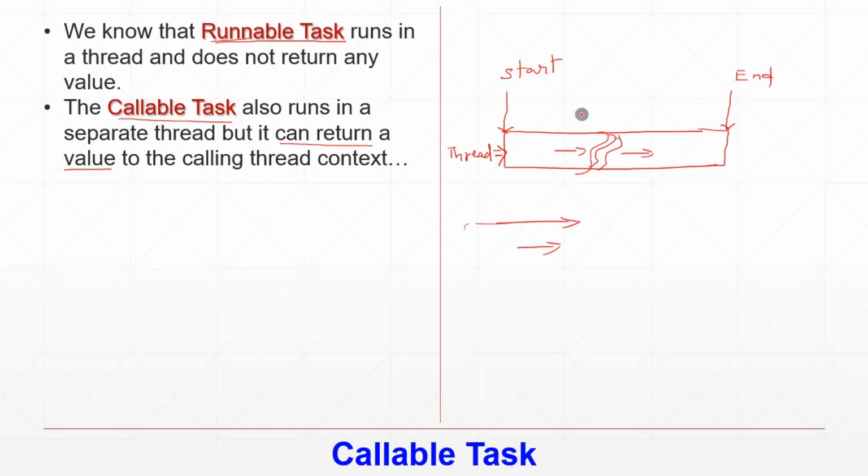In runnable task, we will use the run method. Here it will be the call method override. And towards the end, the method will return a value to the caller.